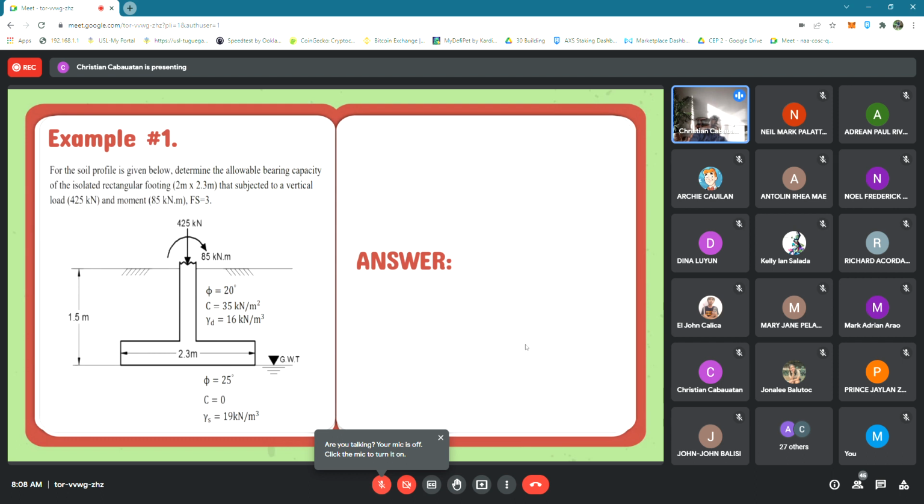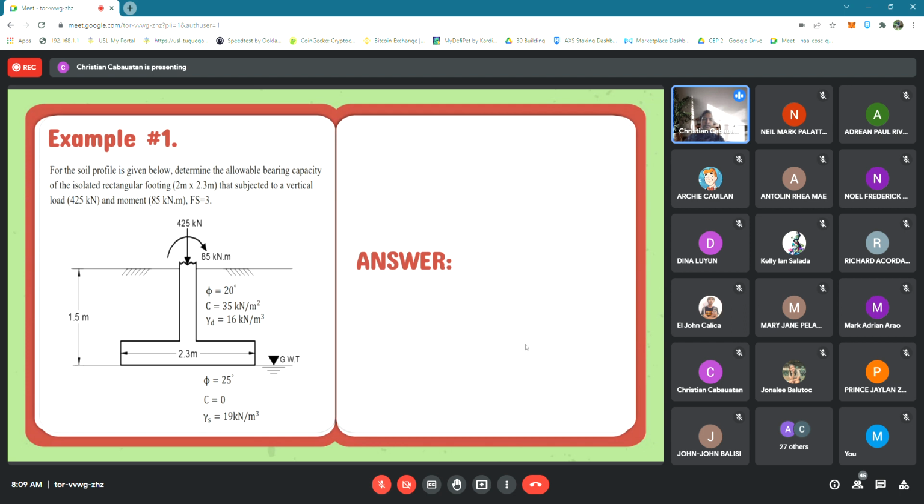For the first problem: if the soil is given below, determine the allowable bearing capacity of an isolated rectangular footing 2 meters by 2.3 meters that's subjected to a vertical load of 425 kN. The applied moment is 85 kN·m. Use a factor of safety equal to 3.